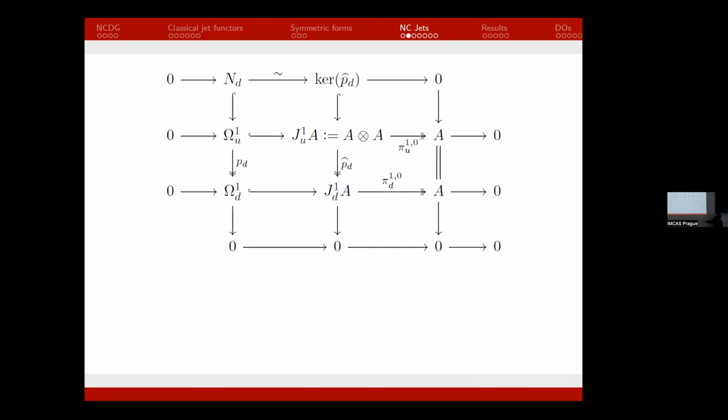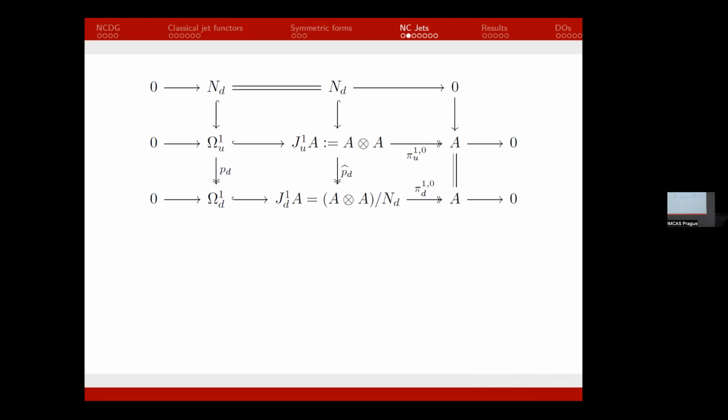Okay, so as I said, we identify ND with the kernel of P hat D. And since P hat D is an epimorphism, we can identify J1D of A. I mean, J1D of A is forced to be A tensor A over ND. But now PD is A bilinear, which means ND is an A bimodule, which also means that this quotient is an A bimodule and the projection to the quotient is A bilinear. So we started from something left A linear, but now we actually got something bilinear.